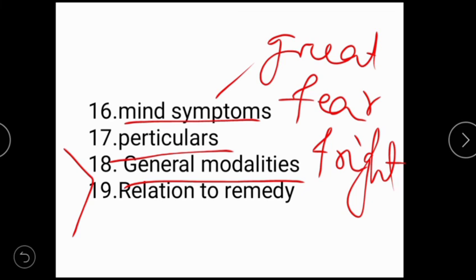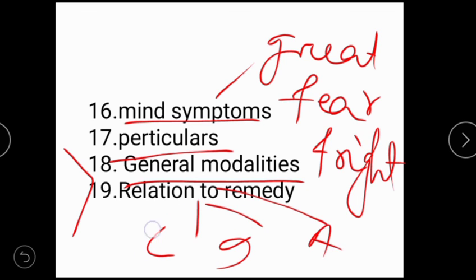Then relation to remedy means what other drugs are complementary to that drug. They may be complementary, inimical, or antidote. Complementary means friendship, inimical means enemy. In antidotes, belladonna, chamomilla, coffea are the antidotes of aconite napellus. Whereas inimical are acetic acid and alcohol, these are the inimical relations with aconitum napellus.